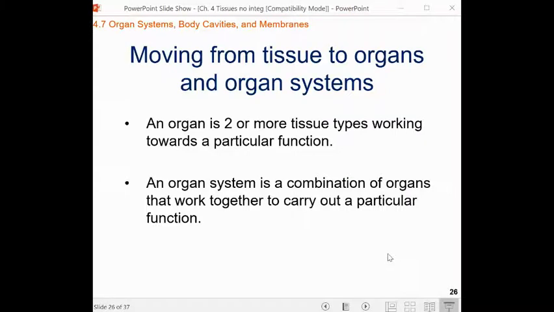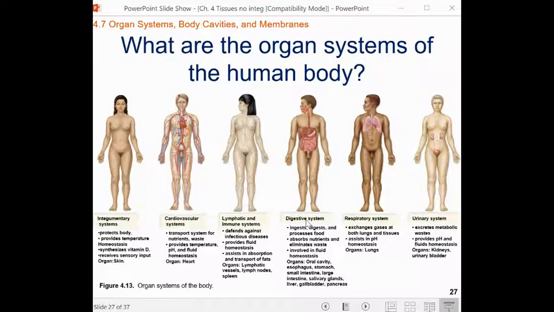In this next section of chapter 4, we're taking these tissues that we've created or talked about, and we're going to build up into organs and organ systems. So, an organ is two or more tissue types that are working towards a particular function. And an organ system is an even higher level that is a combination of multiple organs working together to carry out a very specific function in the body.